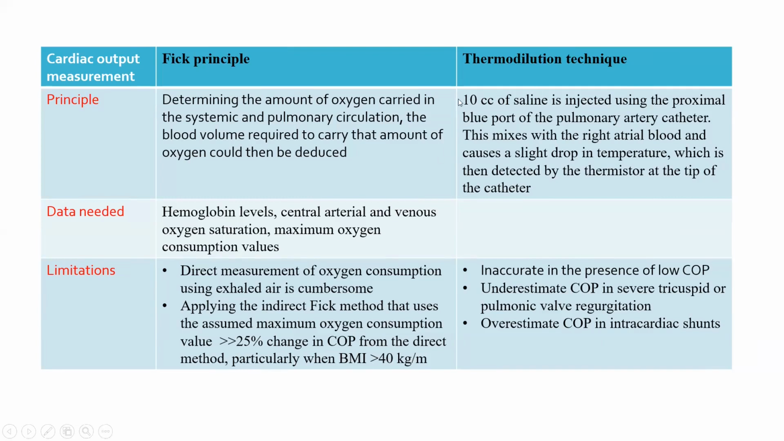Thermodilution technique, simply it relies on injecting 10 centimeters of saline into the proximal port of the pulmonary artery catheter. And so this cold blood mixes with the right atrial blood and causes a drop in temperature, which is measured at the tip of the catheter by the thermistor. Accordingly, cardiac output can be known, but it's inaccurate in patients with low cardiac output, and it can underestimate cardiac output in severe tricuspid or pulmonary regurgitation due to recirculation of the blood, and the opposite occurs in intracardiac shunts such as in VSD or ASD or PDA.